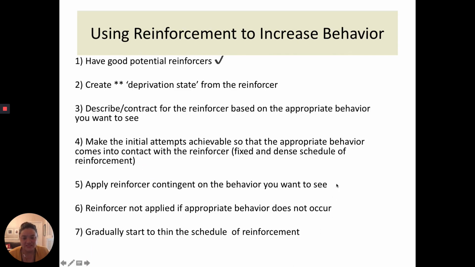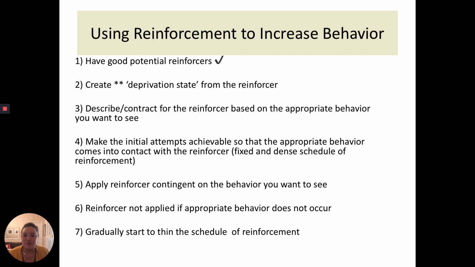So just to summarize here, I want to highlight some tips about using reinforcement to increase behavior. The very first step is to make sure you have potential reinforcers. Your book talks a lot about different kinds of reinforcers and how you might identify possible reinforcers for your student. Having good reinforcers is critical to good instruction.